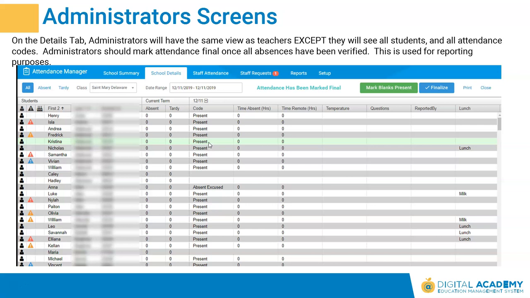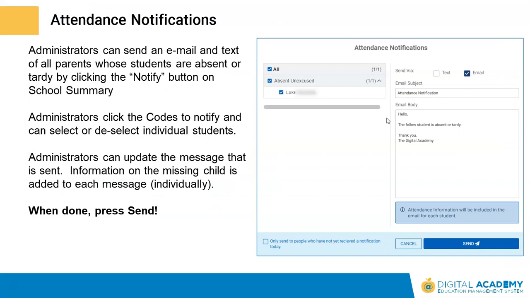Administrators can also change the codes for any student, and they will see all of the available options, not just the options that have been assigned to teachers. Administrators can notify parents that students are absent using the Notify button in the upper right. They will see the screen to the right.